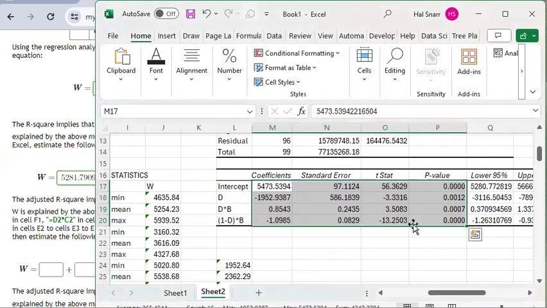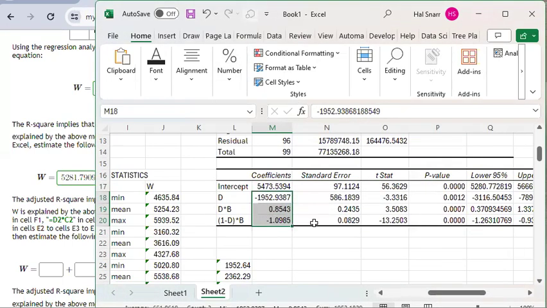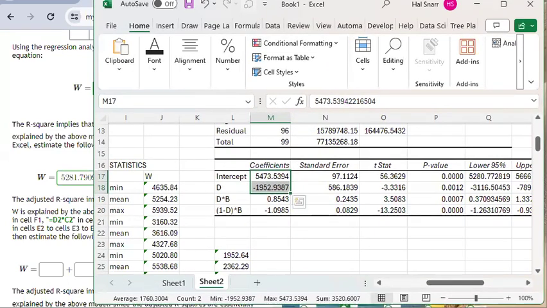Okay. These are still highly significant, right? The p-values are really close to zero, right? So these are still highly significant. I have an intercept when the intercept is 5,473, right? When the dummy variable is 0, right? But when the dummy variable is 1, the intercept changes to 3,520, right?